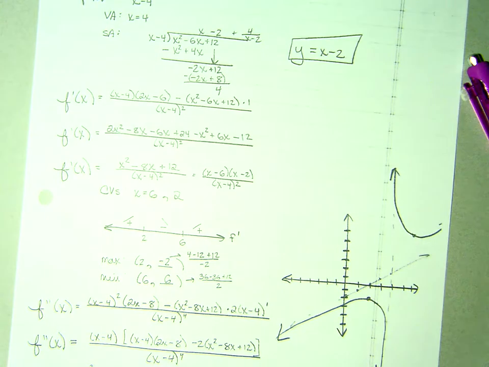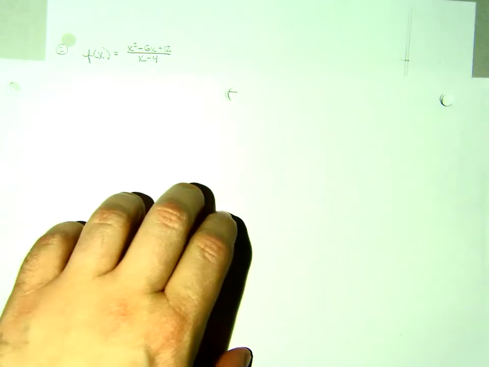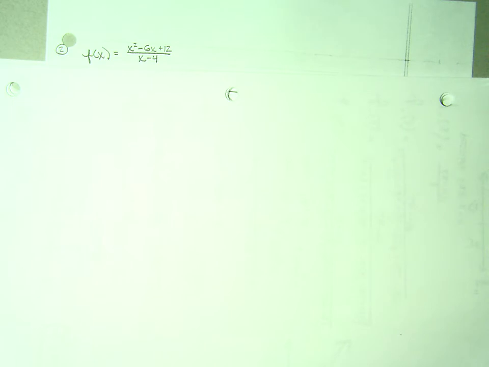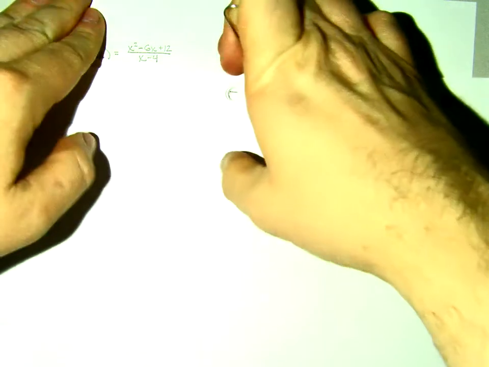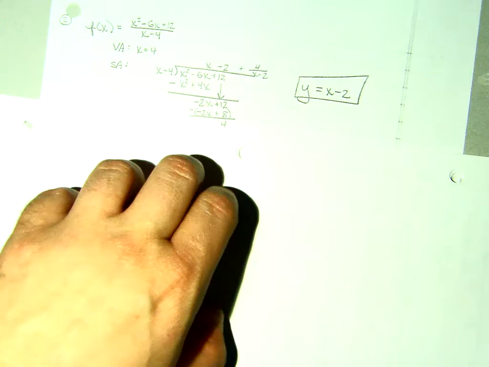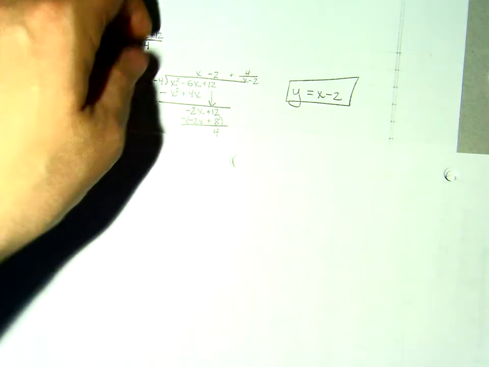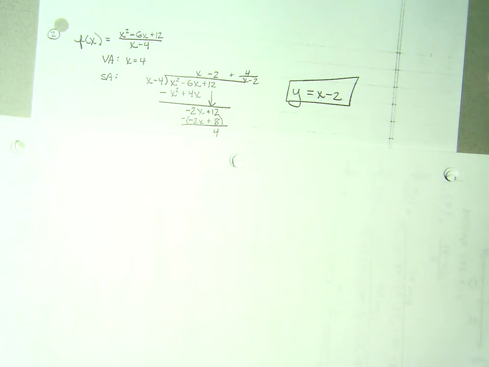I'd like to take a look at the example in front of you. We have the function f of x equals x squared minus 6x plus 12 over x minus 4. Where's the vertical asymptote? X equals 4, because that makes the denominator 0. Why am I doing slant asymptote work on those papers? Because the degree of the top is 1 greater than the degree of the bottom. So I'm doing my division. Remember, the slant asymptote is the non-remainder. So y equals x minus 2 is the slant asymptote. Ignore the plus 4 over x minus 2.